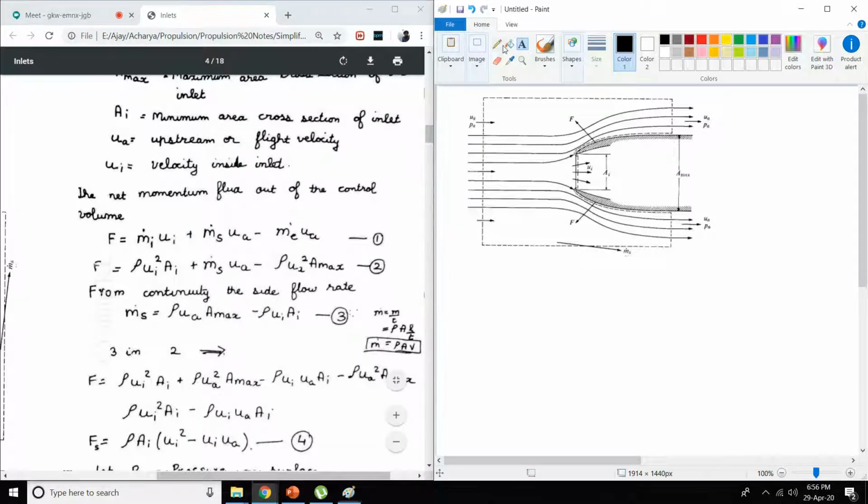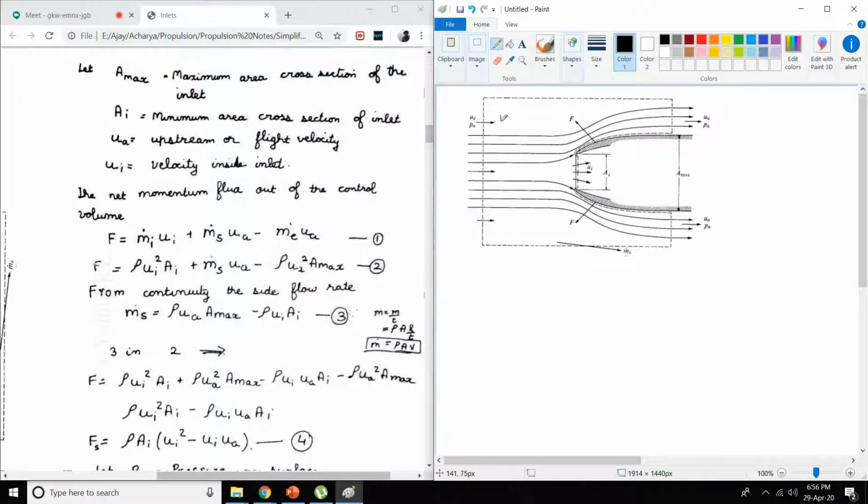if you see this, the mass flow rate, whatever is going inside, let us call it MI. The mass flow rate that is finally coming out, we'll call it ME. And the mass flow rate that is going outside, we call it M dot S, the spillage area. Even though MI and ME will be equal, we'll just write them separately to denote force terms.